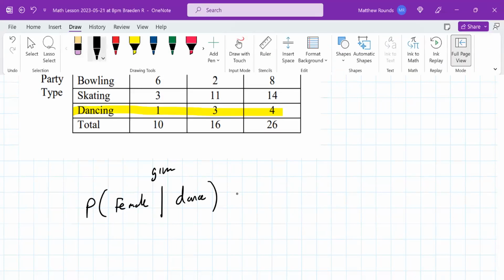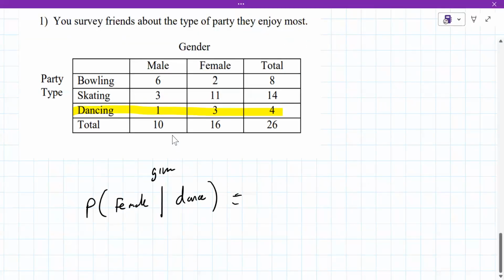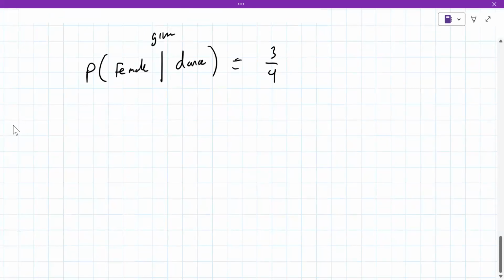So it'd be 1 out of 4. There's one male out of 4. We want female. Oh, 3 out of the 4. Yes. Okay.